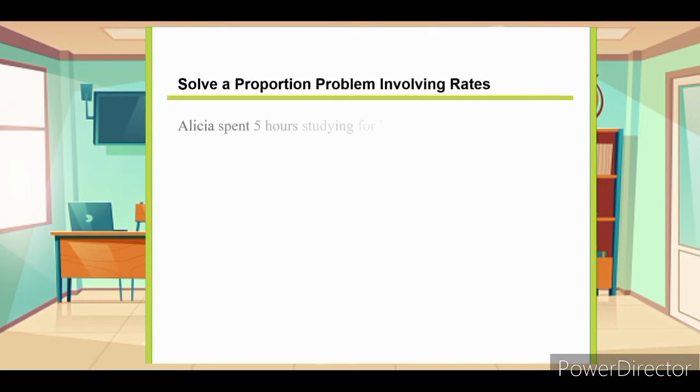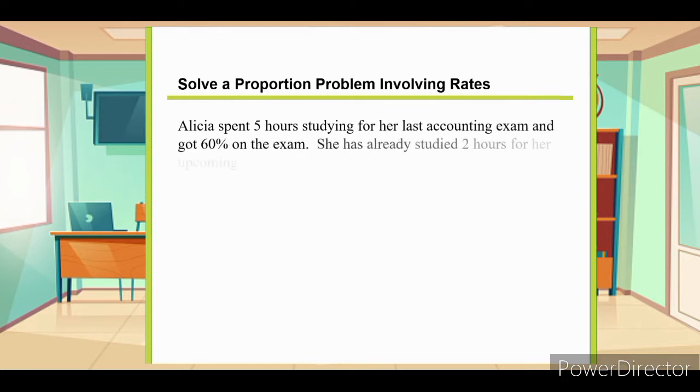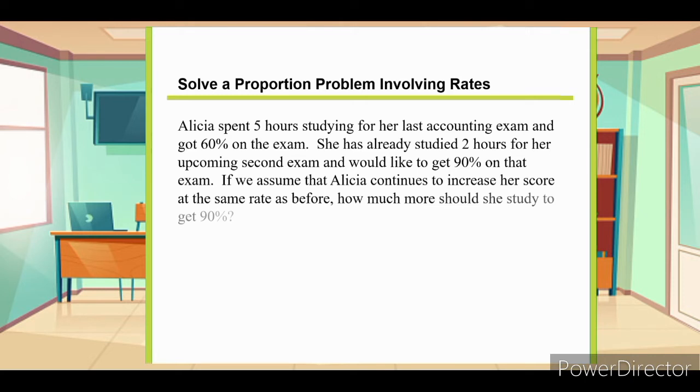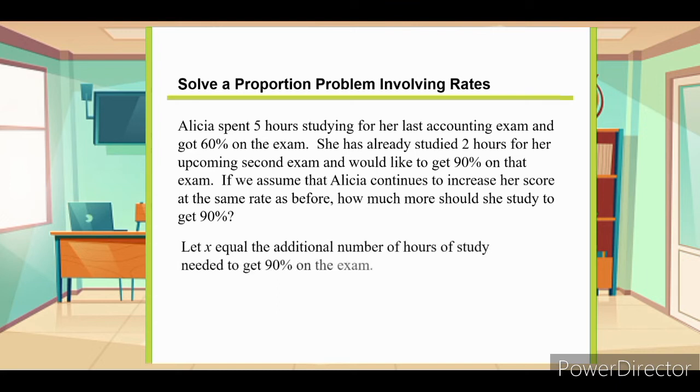Alicia spent 5 hours studying for her last accounting exam and got 60% on the exam. She has already studied 2 hours for her upcoming second exam and would like to get 90% on that exam. If we assume that Alicia continues to increase her score at the same rate as before, how much more should she study to get 90%? Let x equal the additional number of hours of study needed to get 90% on the next exam.